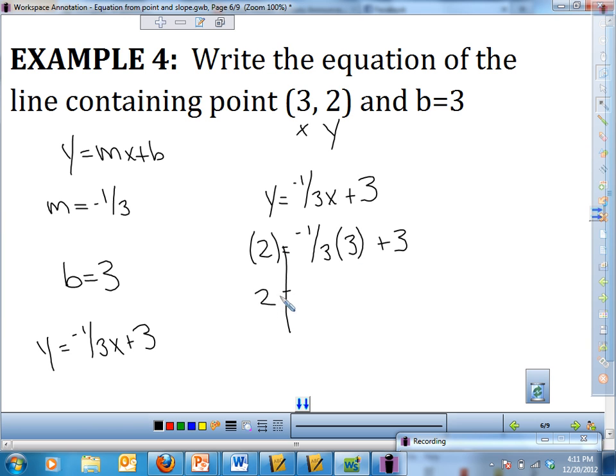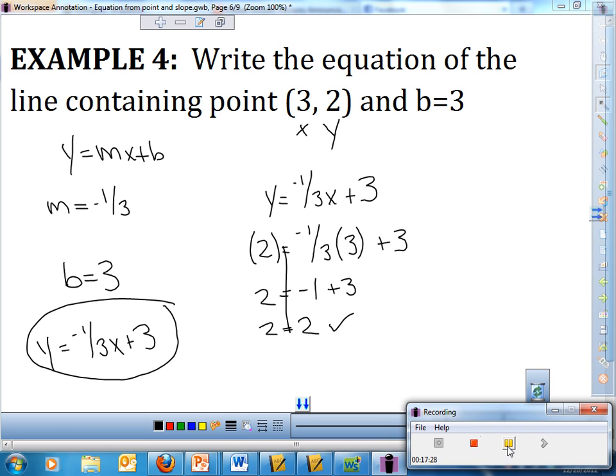Bring down my 2. Negative 1/3 times 3 is negative 1. And if I do negative 1 plus 3, I get positive 2. 2 equals 2. That check works. That means that my equation is correct. So y equals negative 1/3 x plus 3.